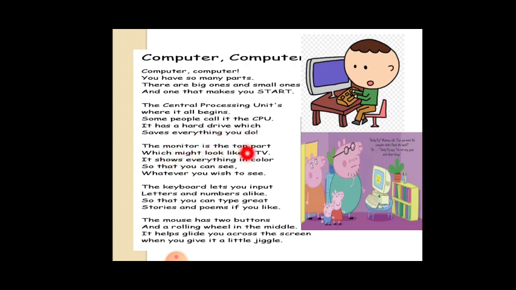The monitor is the top part, which might look like a TV. It shows everything in color so that you can see whatever you wish to see. The keyboard lets you input letters and numbers alike so that you can type great stories and poems if you like. The mouse has two buttons and a rolling wheel in the middle. It helps to guide you across the screen when you give it a little jiggle.